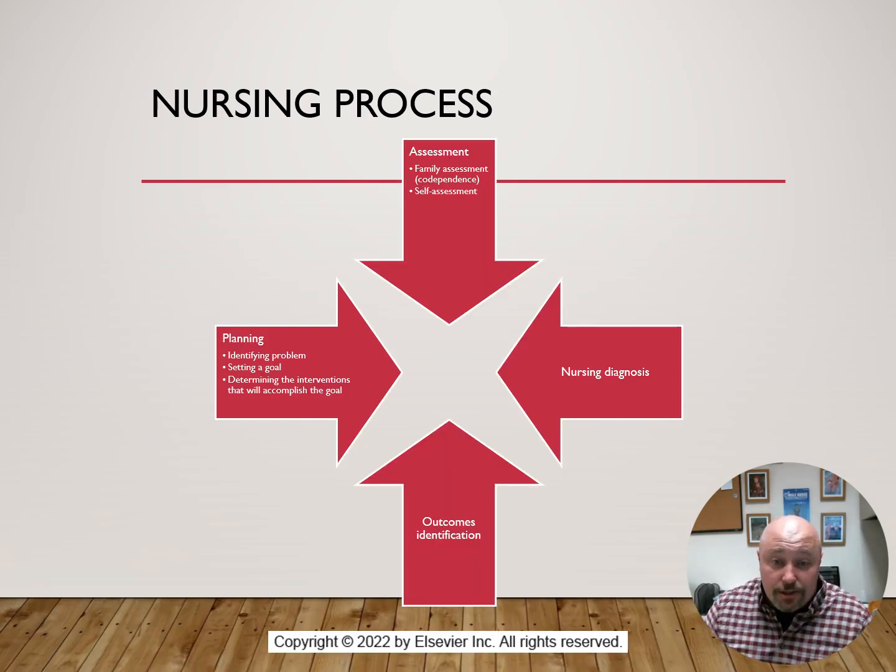Looking at the nursing process, we want to make sure we're doing family assessments, applying nursing diagnoses, and planning: identifying the problems, setting a goal, and determining the best interventions to accomplish that goal. Also identify patterns such as codependence. This is a cluster of behaviors originally identified through research involving the families of alcoholic patients.